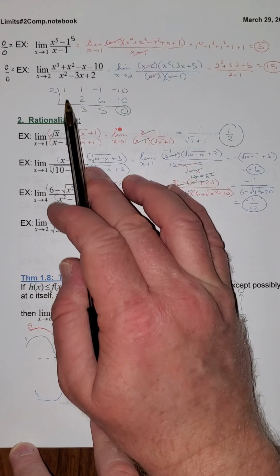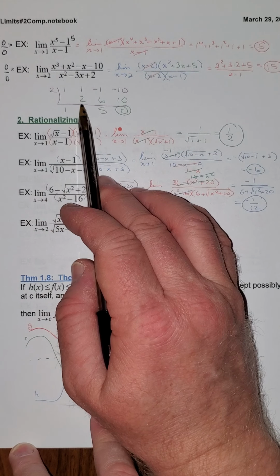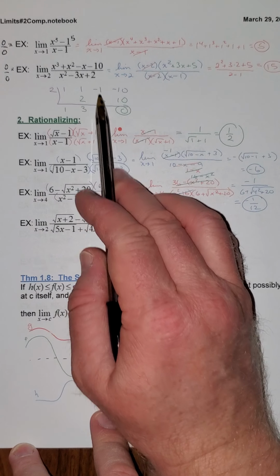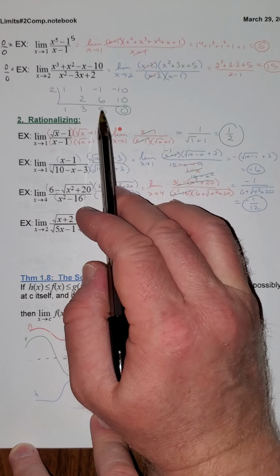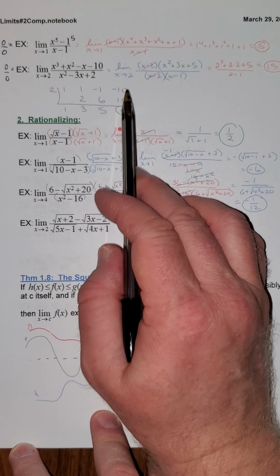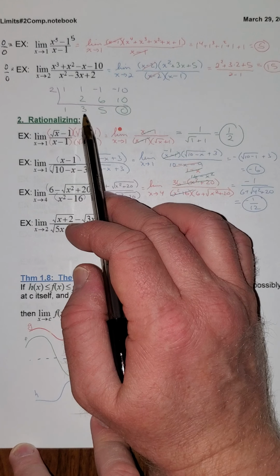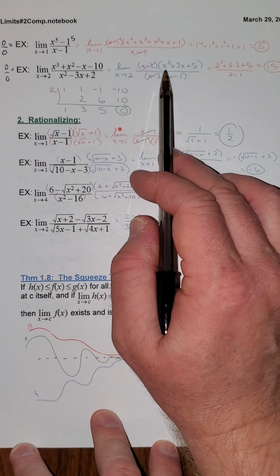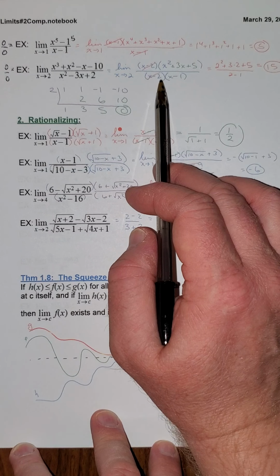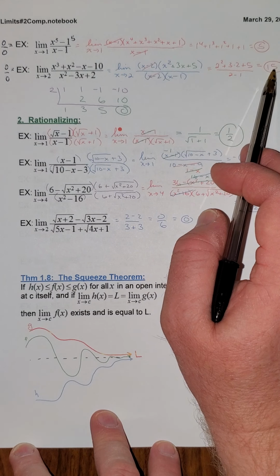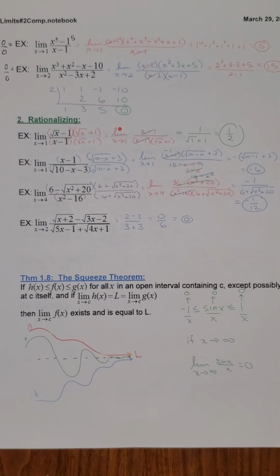Remember how to do synthetic division. Drop the 1, multiply, add. Multiply the 2 and the 3, put the 6 there, add the column. Multiply the 2 and the 5, put the 10 there, add the column. What's my remaining factor? X squared plus 3x plus 5. There it is. The x minus 2's cancel. Now plug in your 2. If I plug in my 2, I'll get 15 on the top, I'll get 1 on the bottom. There's my limit.